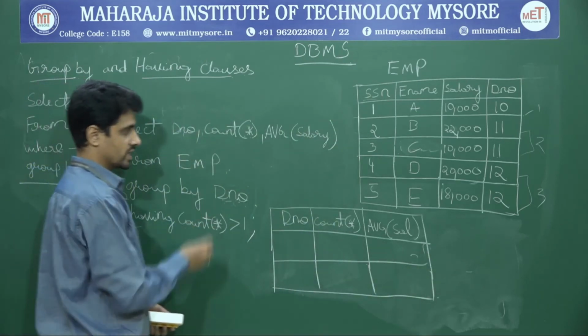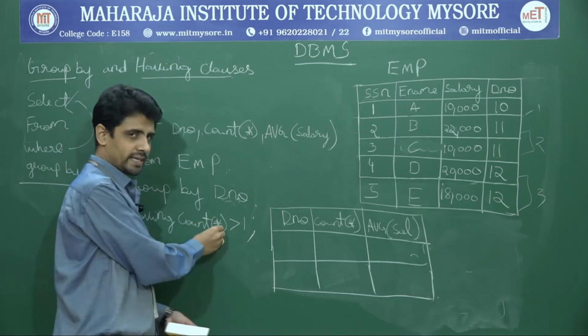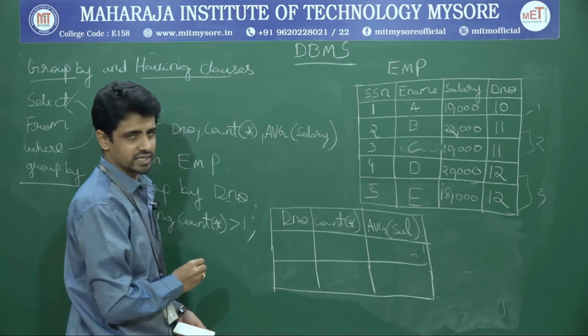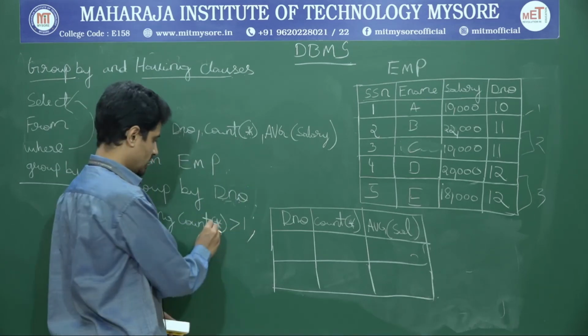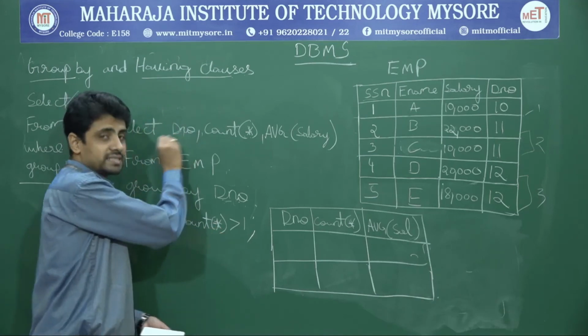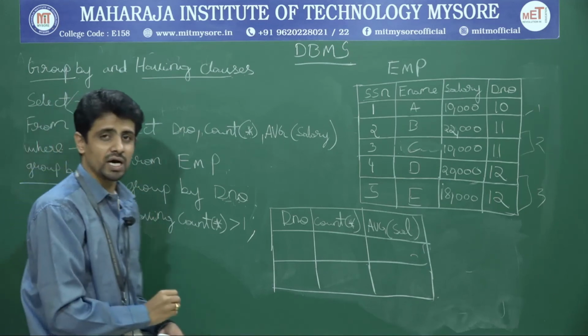Firstly 3 groups are created. The first group is what? Group number 10, count star. How many times has 10 been present in the resultant table? Only once. So is 1 greater than 1? No. So what happens now? 10 will not be selected. It is restricted from being selected by using a having clause.